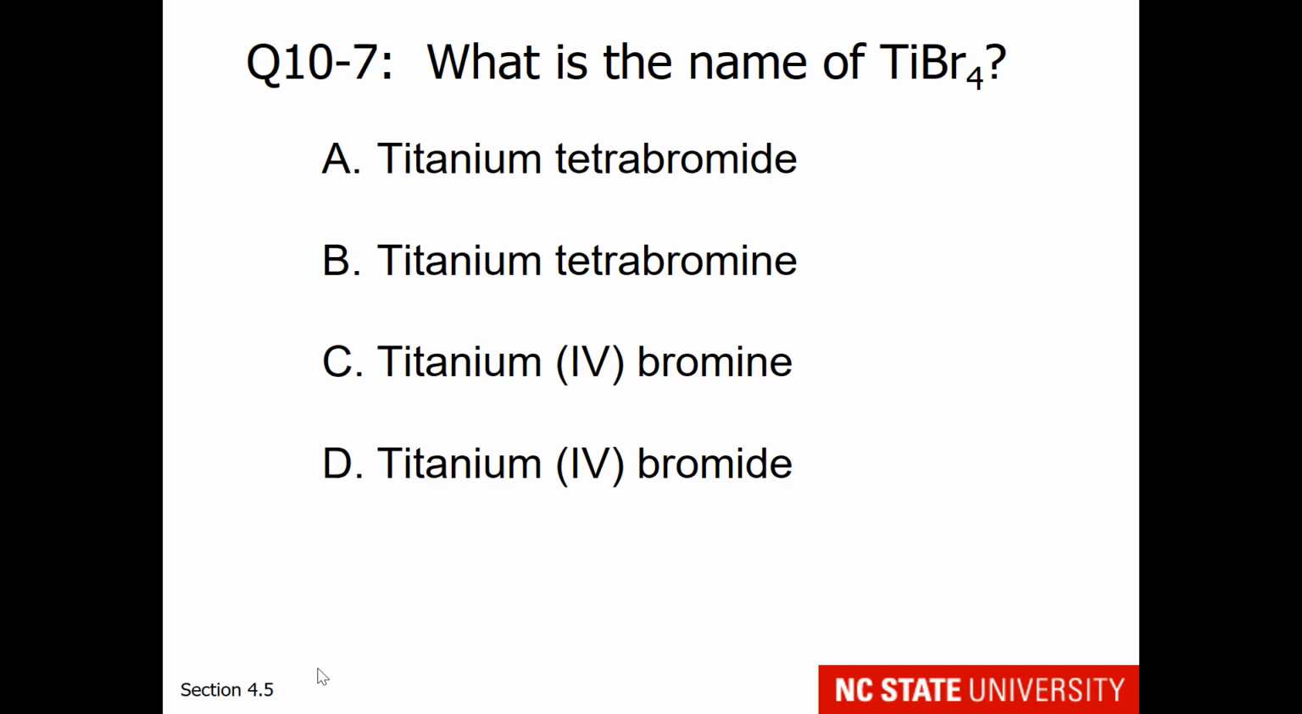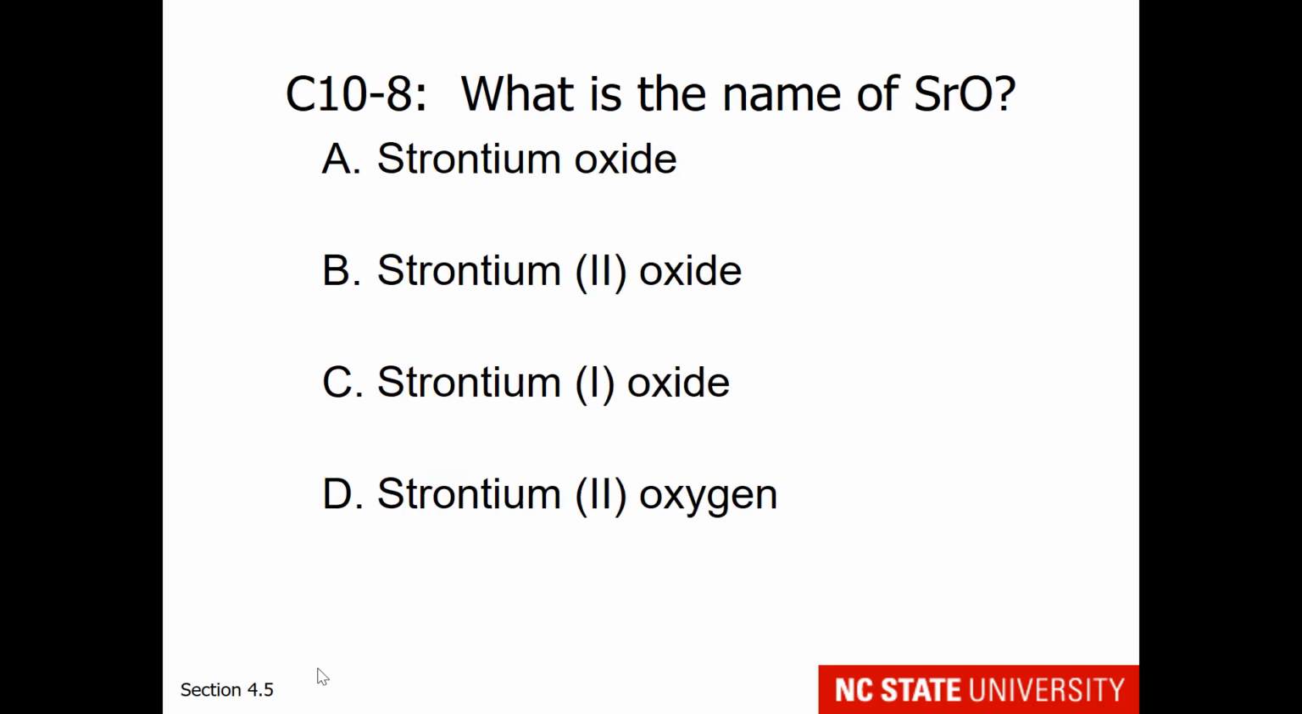So here's a question for you. Please find titanium on the periodic table and name the compound of titanium with 4 bromines. Here's another one. Please find strontium on the periodic table and name strontium with an oxygen.